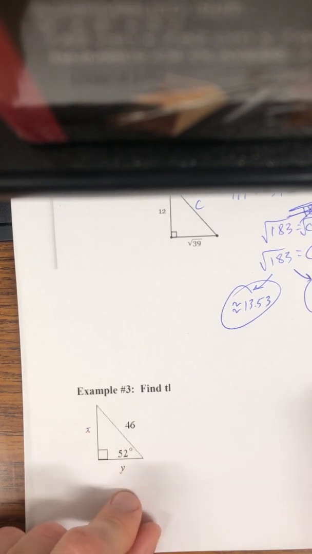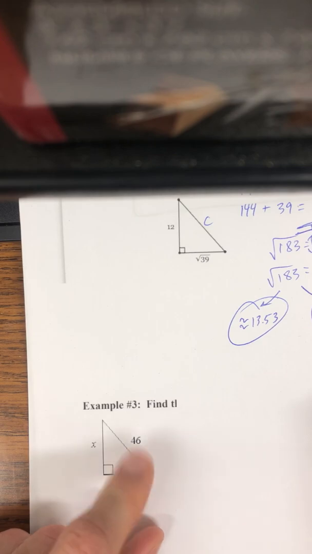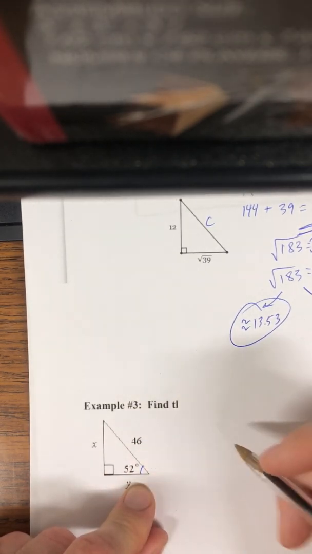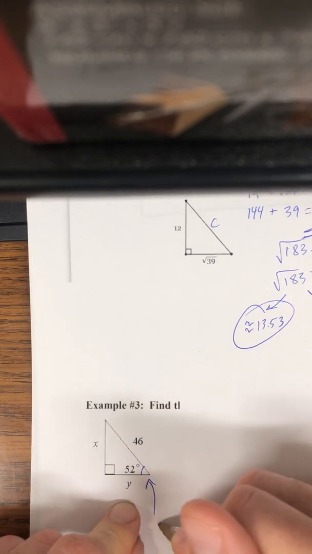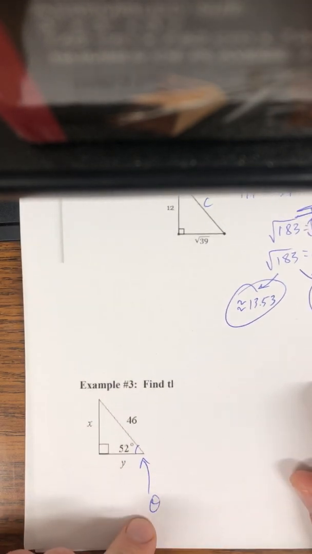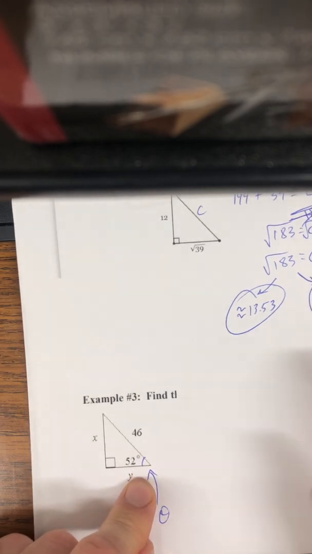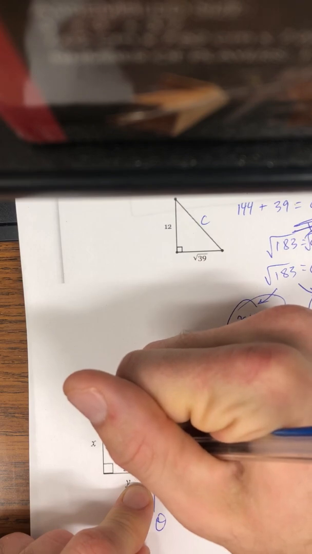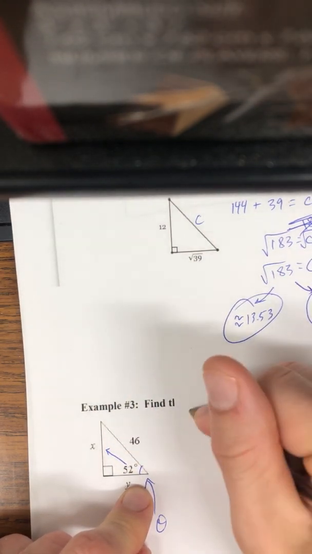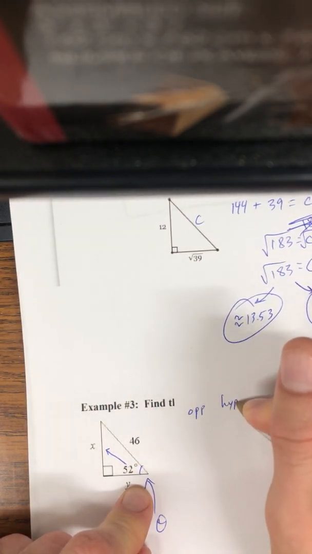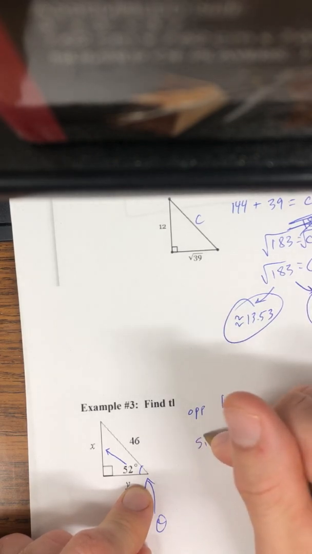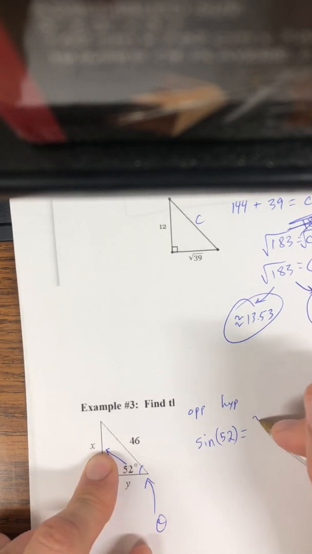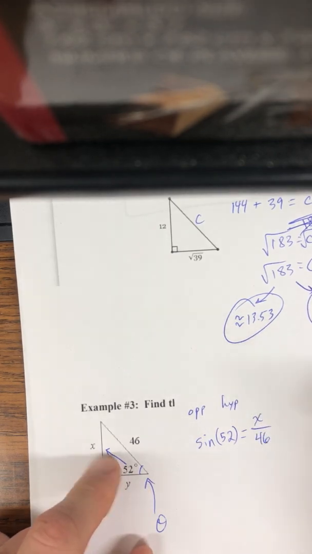Okay, right here we're going to find x and y, and we're given the hypotenuse. This is your target angle right here, what we call theta. To find x, this is the opposite side. Since we have opposite and hypotenuse, we would use sine. So it would be sine of 52 is equal to the opposite over the hypotenuse.